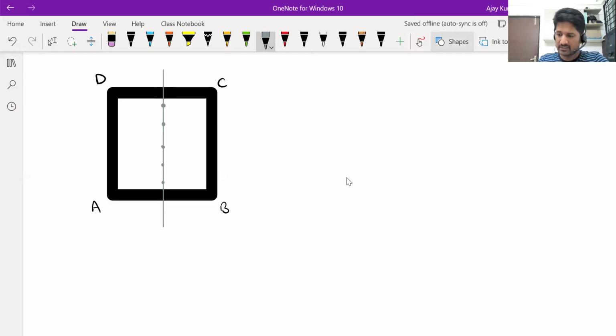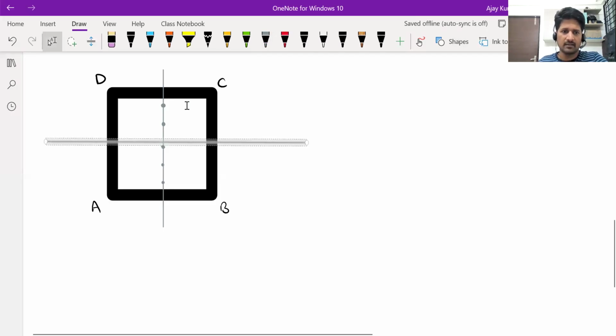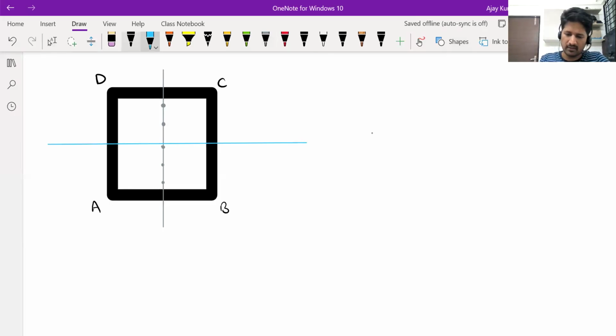Now, since it's a square, it has some more lines of symmetry also. Even this is a line of symmetry, cutting it into two equal halves horizontally like this. Now, if this is a line of symmetry, then the center of mass should lie on this line also. It should lie on the gray line. It should also lie on the blue line. Then it's clear that this point is the center of mass of the square frame.